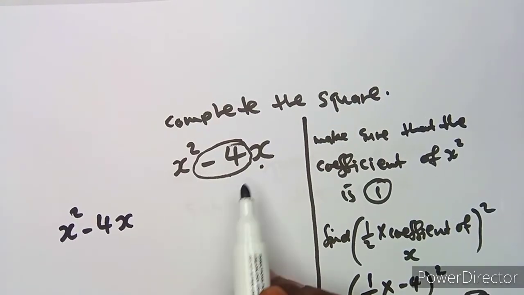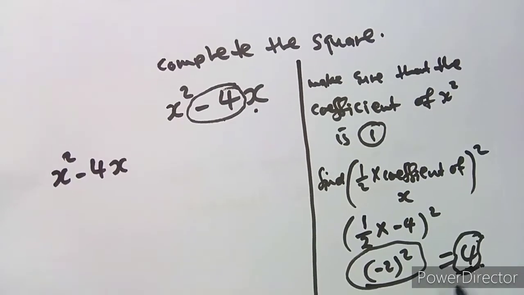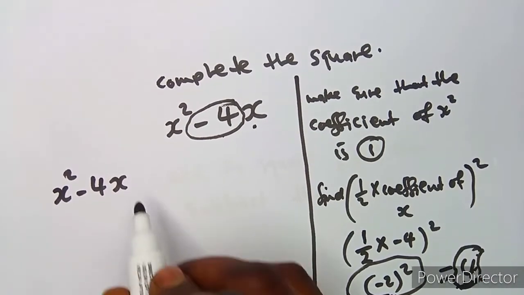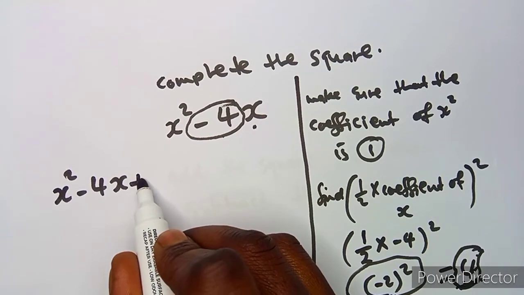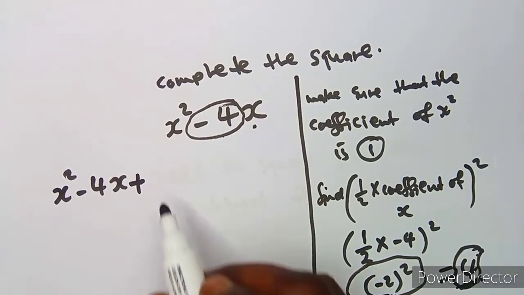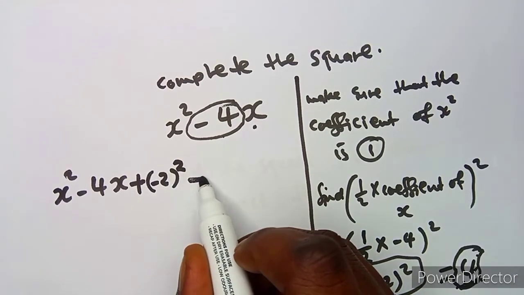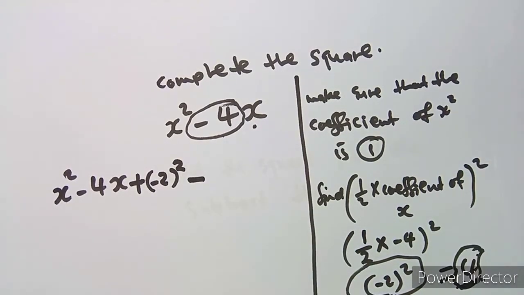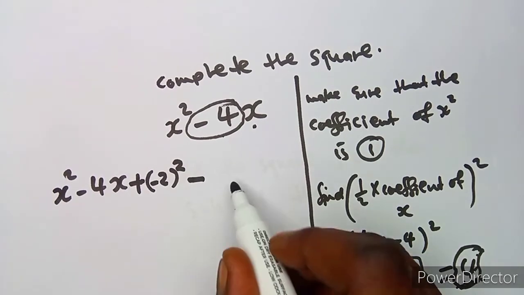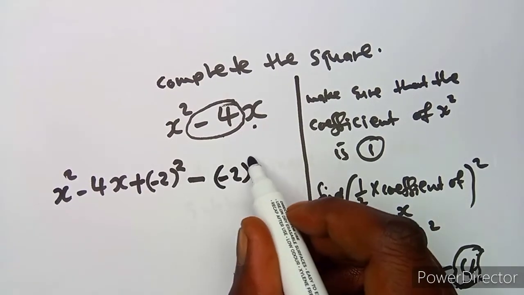X squared minus 4x, this is what I had originally. Then I'm going to add the square, and this is my square, which is 4. But I said don't write this 4, just write this one, which is going to be easier for us to understand. Yes, we can write the 4, but just write this as minus 2. So I'm going to add, that is a plus, the square, and the square is minus 2 squared. Then I subtract the square. Which square am I subtracting? The one that I just added, so I'm going to subtract minus 2 squared.